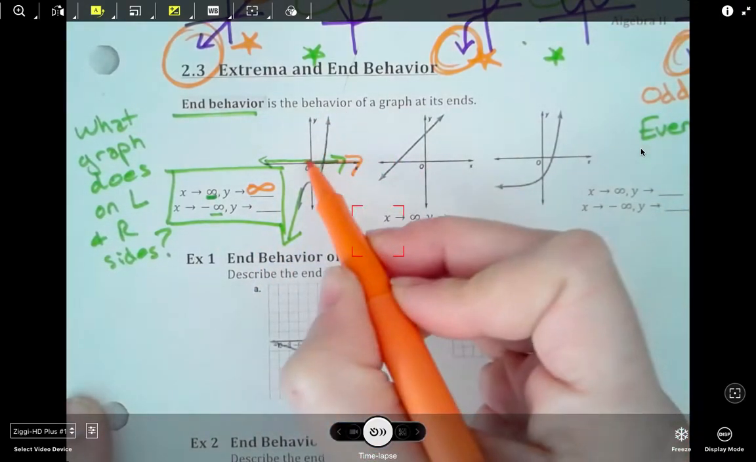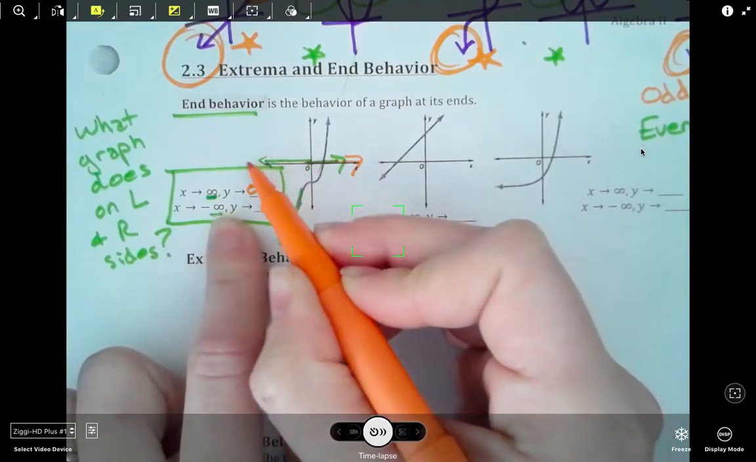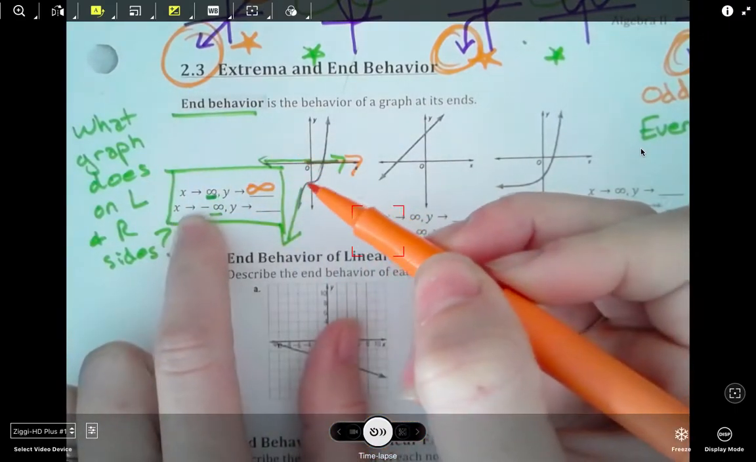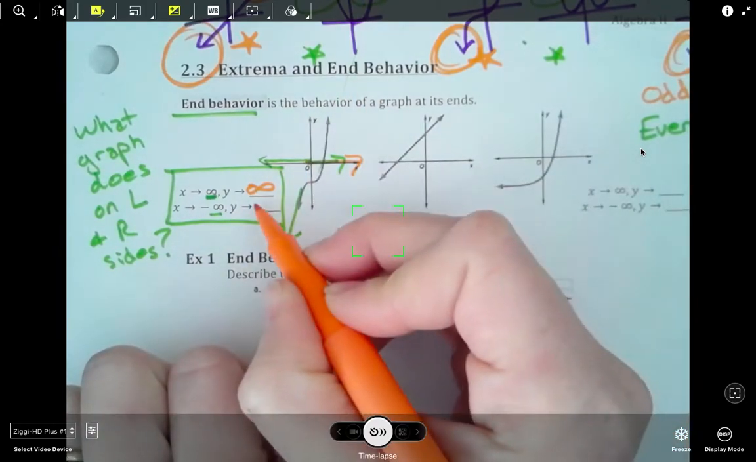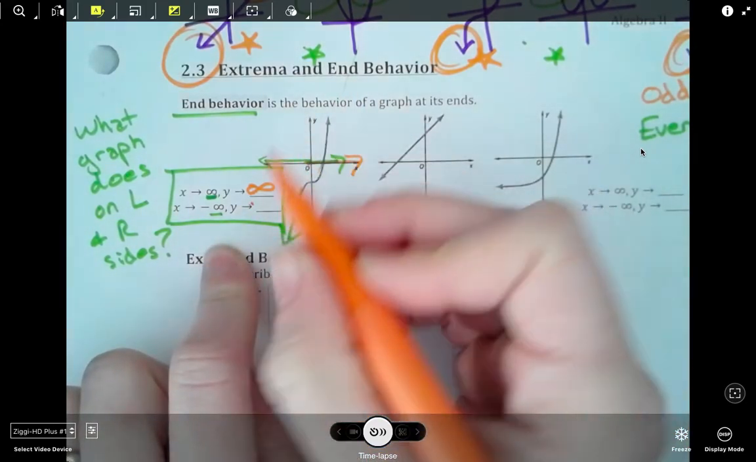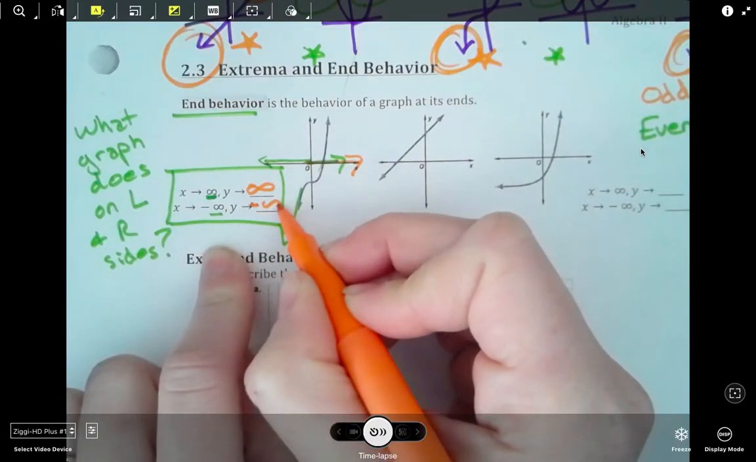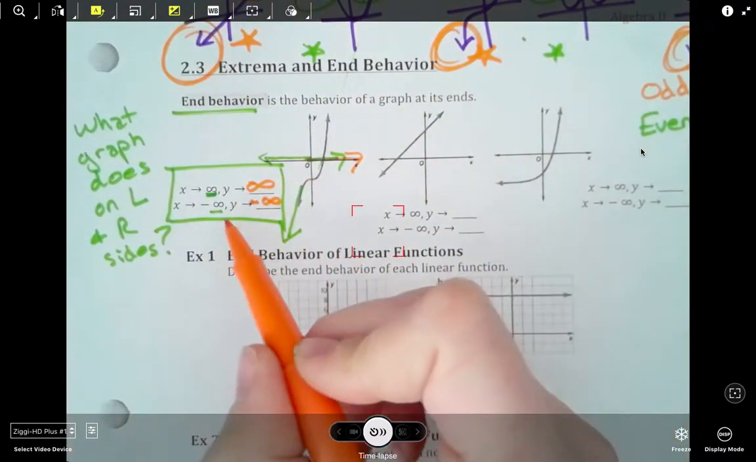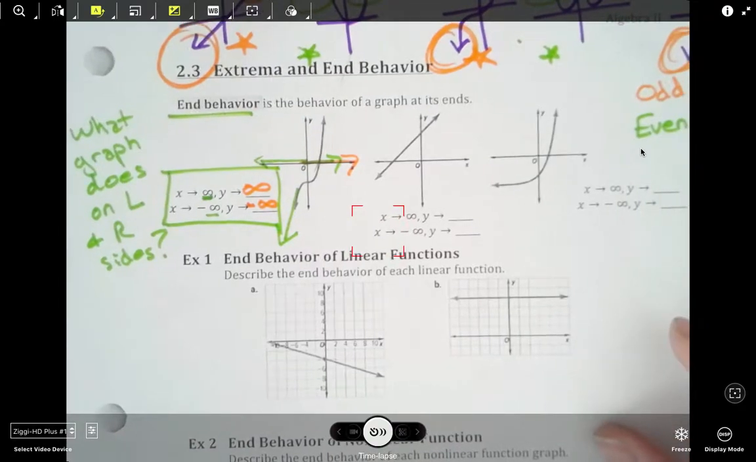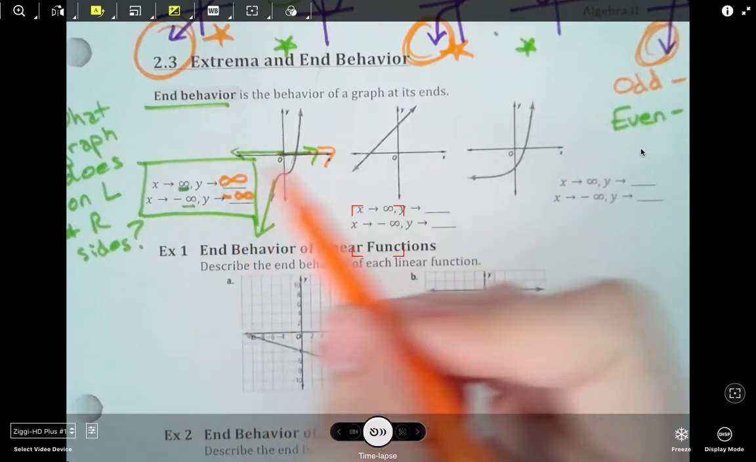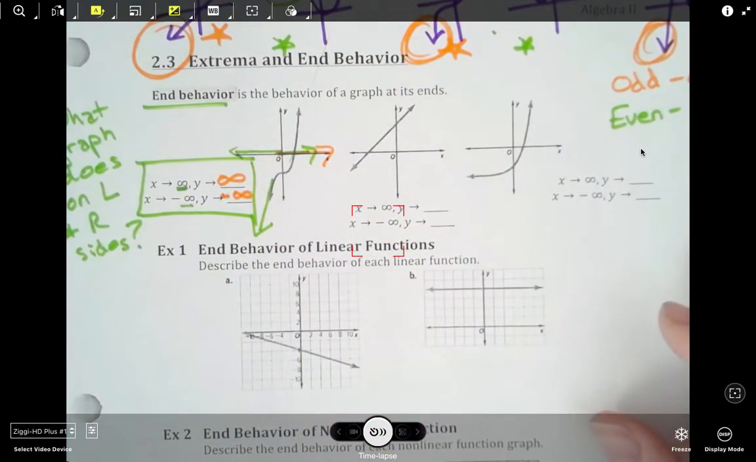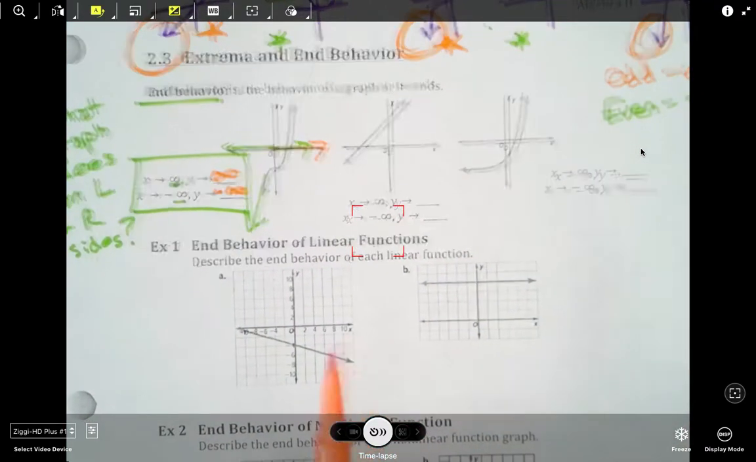okay? And as the x's are going to the left, or the x's are getting smaller and smaller to the left, approaching negative infinity, what are the y coordinates doing? They're getting smaller and smaller also because it's going down. So this is going to be negative infinity also. This is how you describe end behavior, okay? Yes, you'll write this out every time, and then all you'll have to do is change whatever's in the blank. Okay, we'll do that down here on example 1.